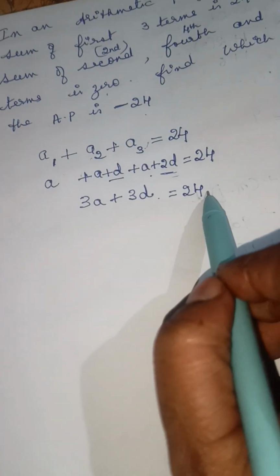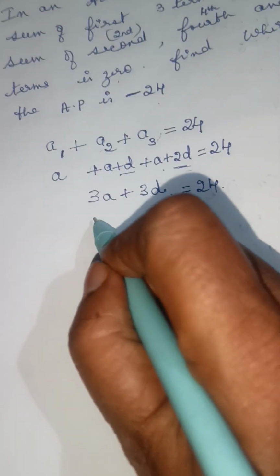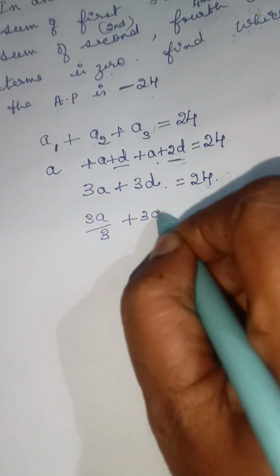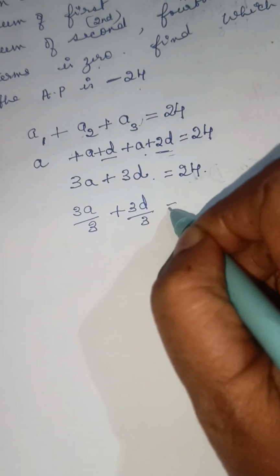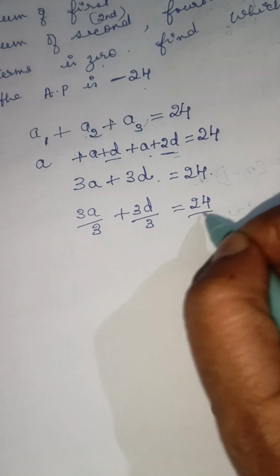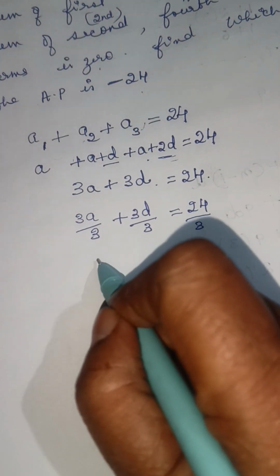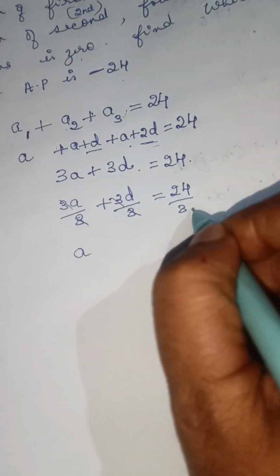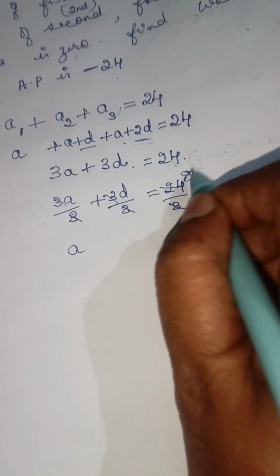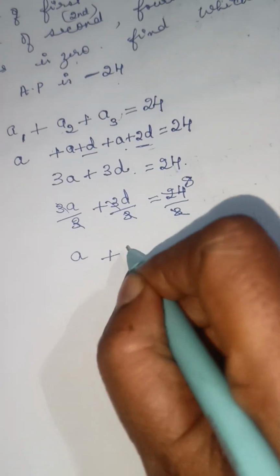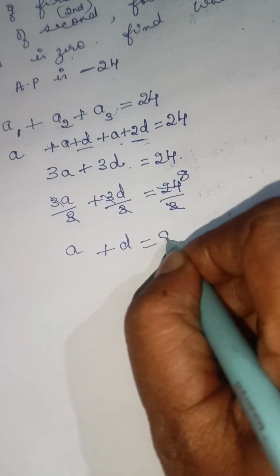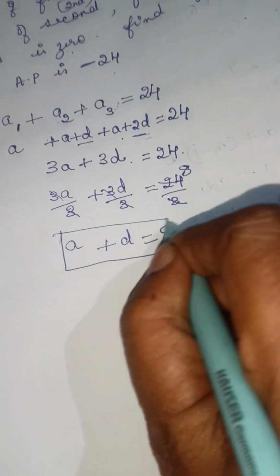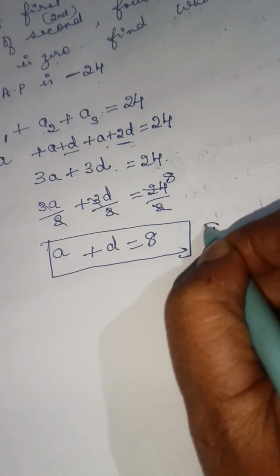Everywhere you have 3 as a common factor, so you can divide throughout by 3. When you divide throughout by 3, you can simplify the equation. So it will be A, 3 and 3 get cancelled. So here 3 1s are 3, 3 8s are 24. So you have A plus D is equal to 8. So let's keep this as equation 1.